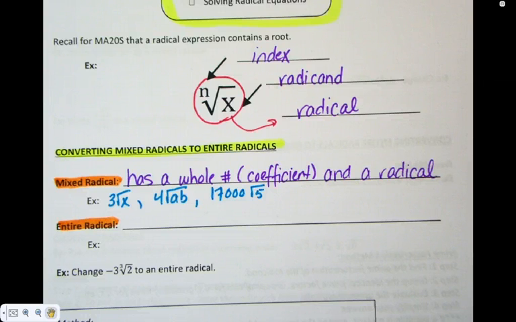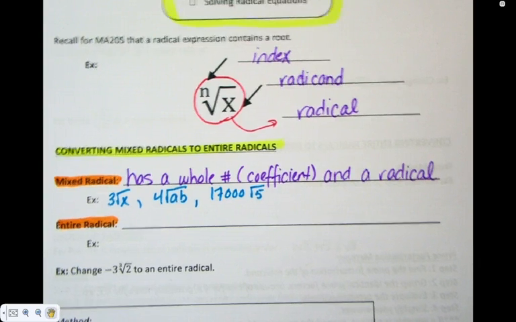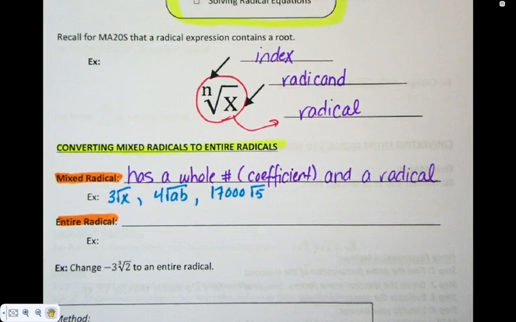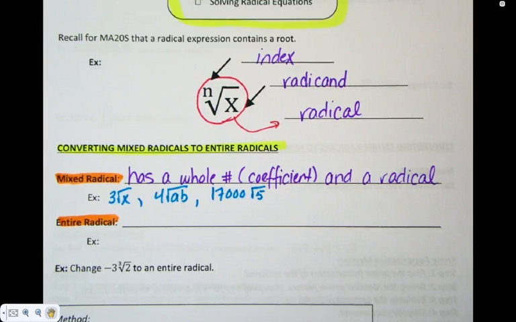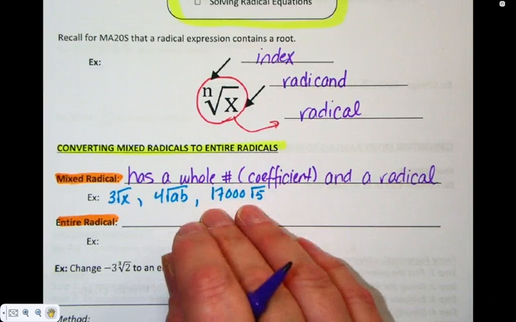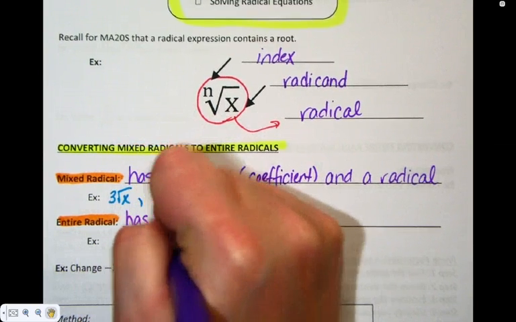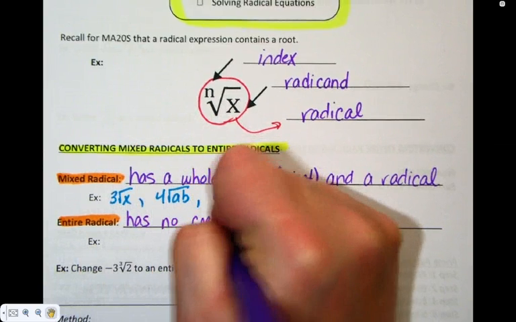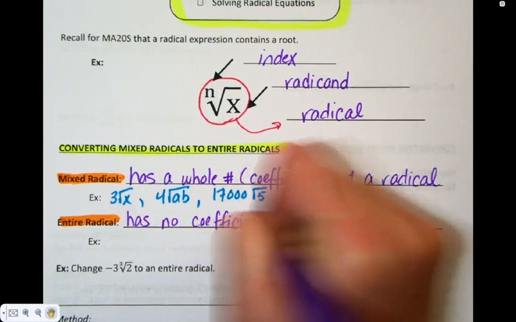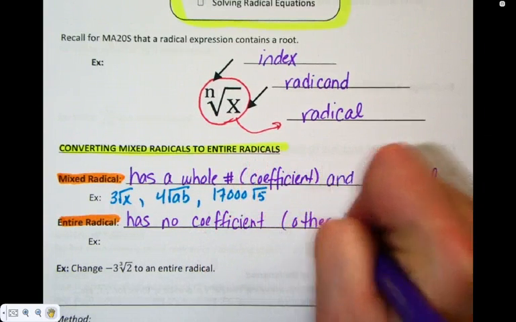All of those are called mixed radicals. Why? Because they have a number up front. If it's got a number up front that we call a coefficient, that's a mixed radical. What do you think an entire radical is? Yes. It doesn't have a coefficient other than 1.